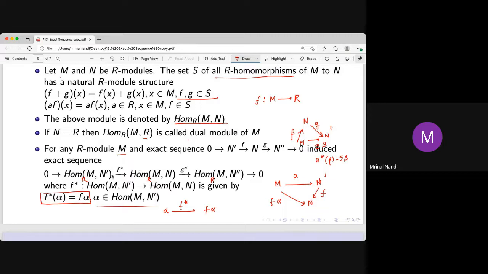Now we have to show this forms an exact sequence. I omit that proof here, and you can check it. We define f star and g star, and they give that sequence as an exact sequence. You have to prove three things: that f star is injective, g star is surjective, and g star compose f star is a null homomorphism. That is easy to check, so we omit it here.